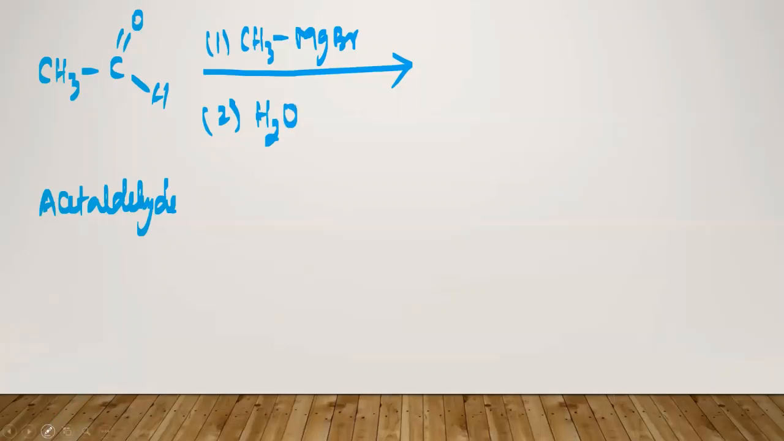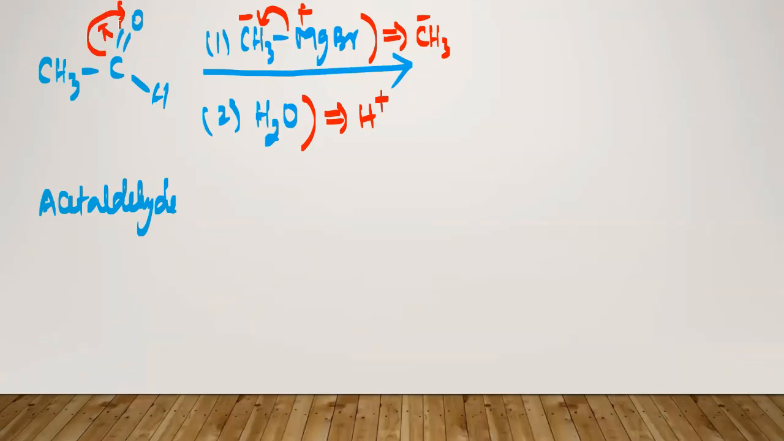So dear friends, now have a look here. Let us shift this sigma bond, plus and minus. So this is a source of R minus, and that R minus is nothing but CH3 minus. It's a source of CH3 minus. And if you look at the water, this water is the source of H plus. Now you have to shift this pi bond from carbon to oxygen, so negative charge here and positive charge here.